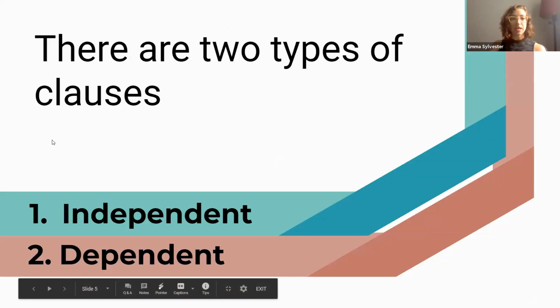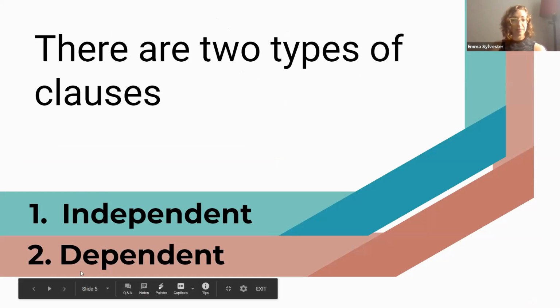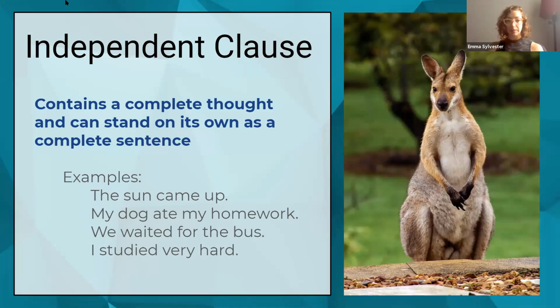There are two types of clauses that I just alluded to. There's an independent clause and there's a dependent clause. And I'm just going through this to give a bit of a background of sentence structure so that we can talk about grammar with a little bit of this background knowledge already having been discussed. An independent clause contains a complete thought and stands on its own as a complete sentence.